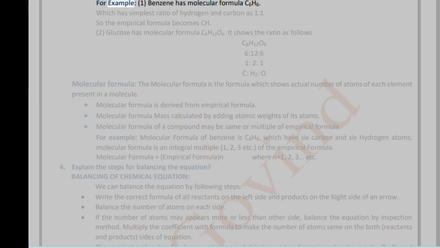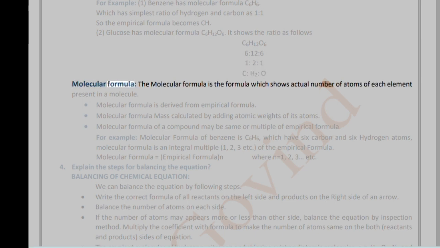For example, 1. Benzene has molecular formula C6H6, which has the simplest ratio of hydrogen and carbon as 1:1, so the empirical formula becomes CH. 2. Glucose has molecular formula C6H12O6. It shows the ratio as 6:12:6, that is 1:2:1, so the empirical formula is CH2O.